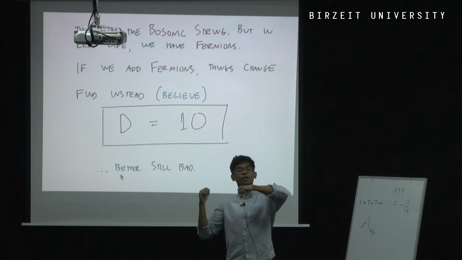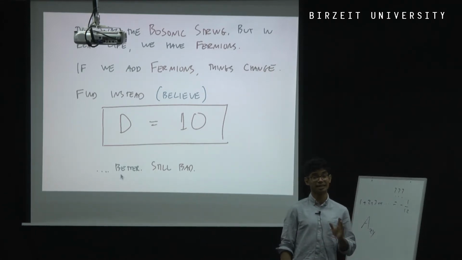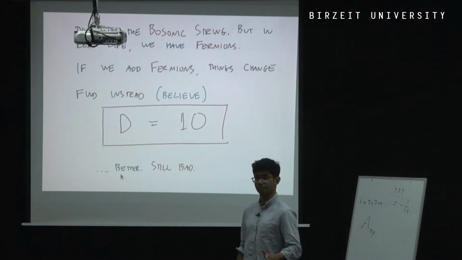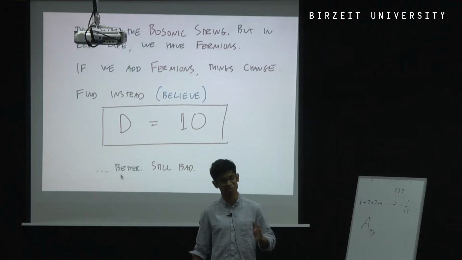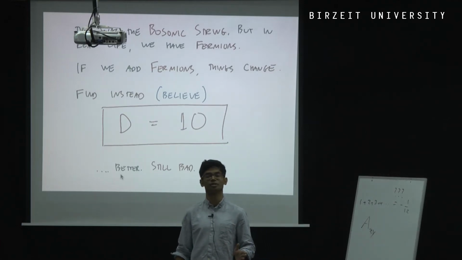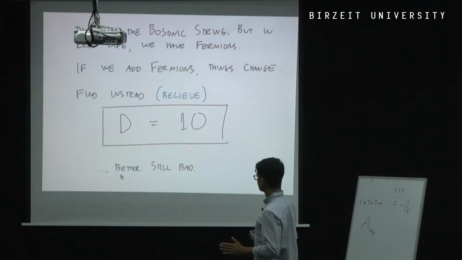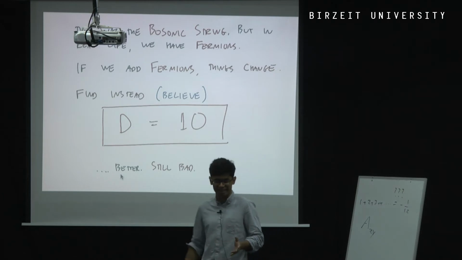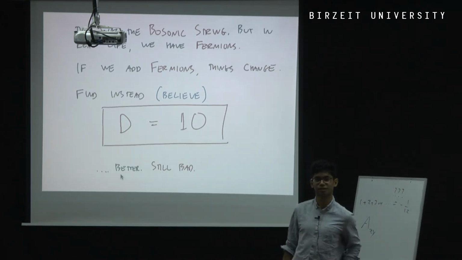The string theory with fermions is called superstring theory. That only works in 10 dimensions. And in 10 dimensions, everything is great, but that's still not the right number of dimensions. Questions? Is there a question? No. Okay. So this is better. It's better by 16, I guess, but it's still bad.